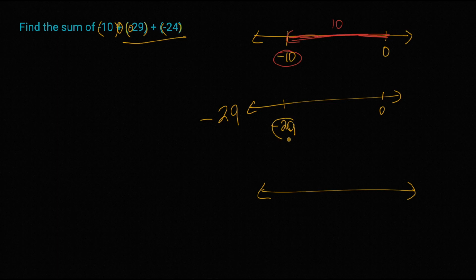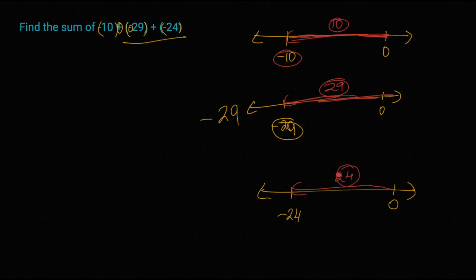It is always the absolute value of that, so it's going to be 29. Going down here, it's going to be 29, and the answer is 29 in that. So let's solve the next one. It's going to be 0 over here. Negative 24. And now we're going down 24, which is going to be 24.